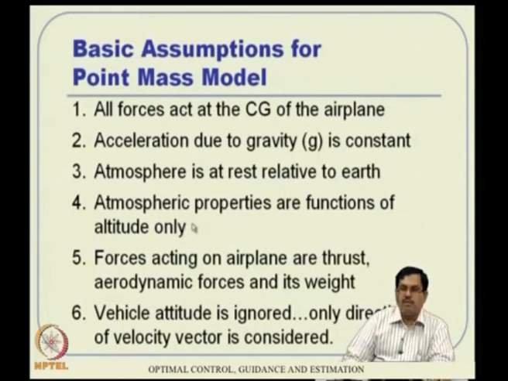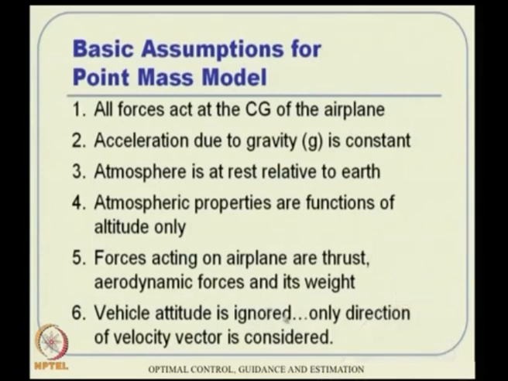We know that dynamic pressure is a quantity which depends on the density of the atmosphere, and that varies with height. So, we will consider atmosphere properties only as a function of height, nothing else. And the forces acting on the airplane are thrust, aerodynamic forces and its weight. We will see that in a vectorial diagram on the next slide. Vehicle attitude is ignored, as I told you; which angle it is oriented at is not our concern here. However, the direction of the velocity vector is of primary importance, because that will govern the trajectory of the vehicle in the long run.